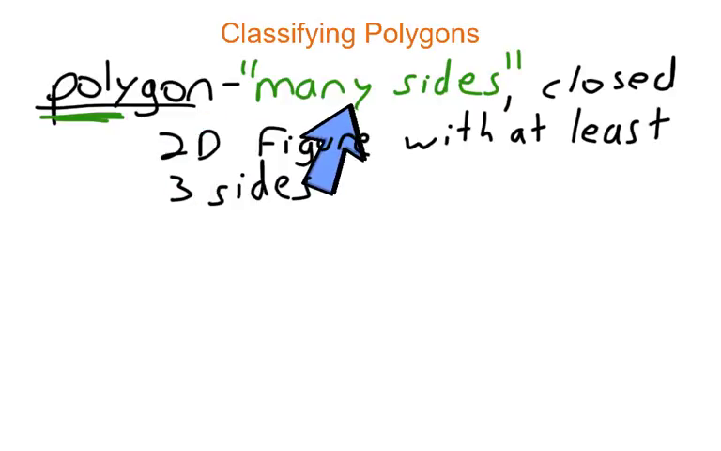So a polygon has many sides, which means it's a closed two-dimensional figure, or 2D figure, with at least 3 sides. Why is it at least 3? Because a triangle is the least number of sides you can have for a polygon. Otherwise it would just be a straight line.